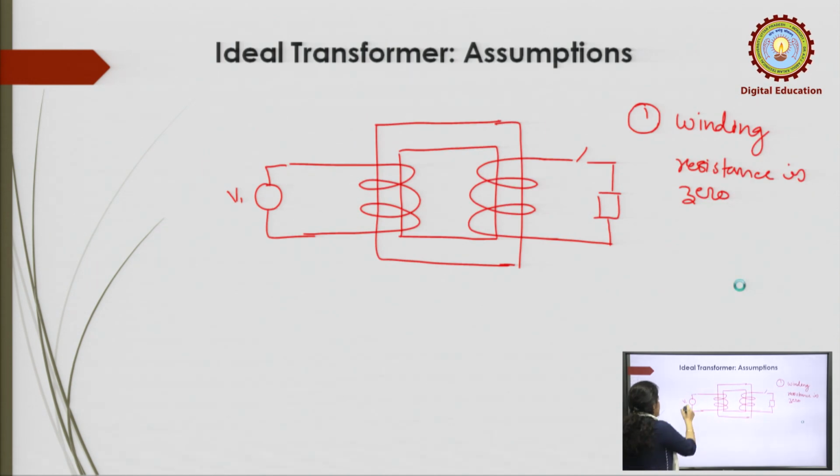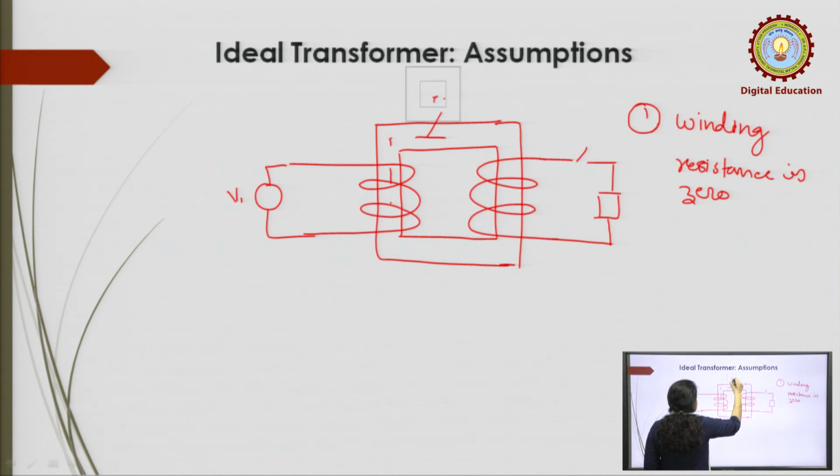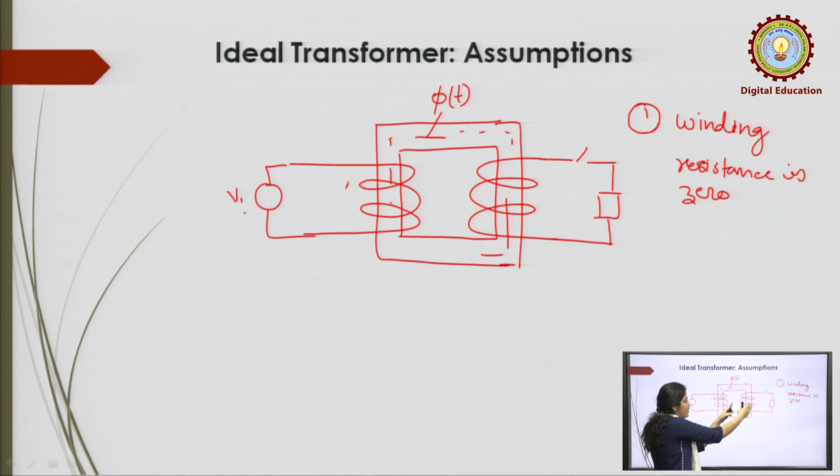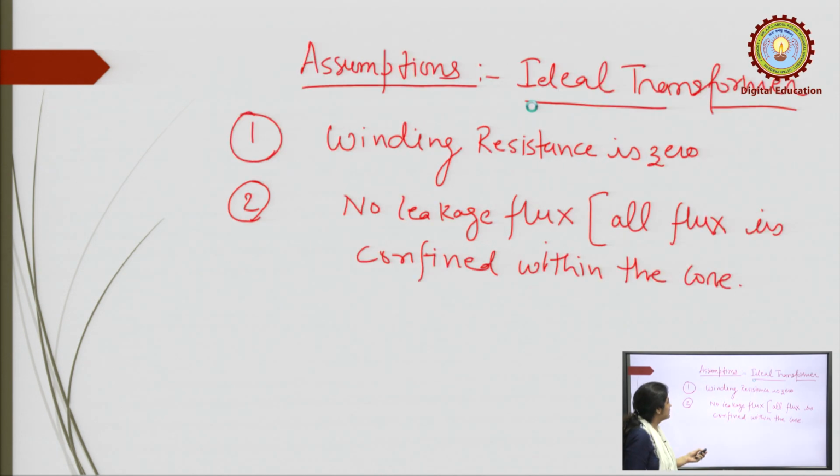Like if you see, when you apply the voltage, the flux is produced, and it is a time varying flux. So, all the flux produced is confined within the core. There is no leakage flux in this winding or this winding. So, all the flux, which is called the mutual flux, is linked with the primary winding as well as the secondary winding.